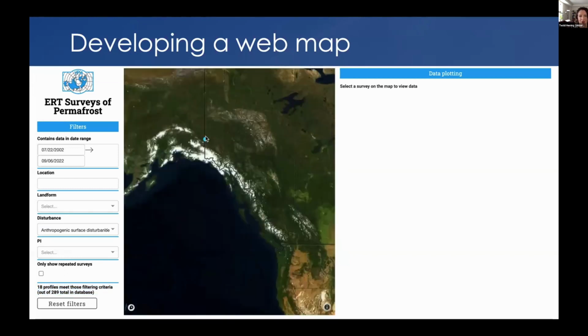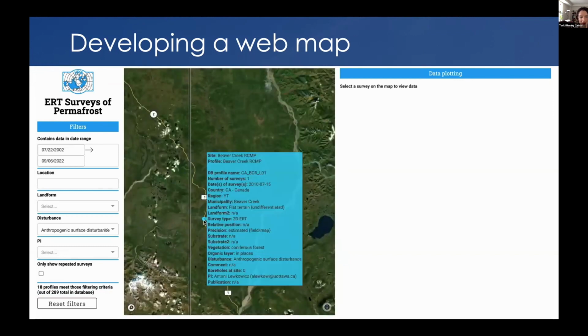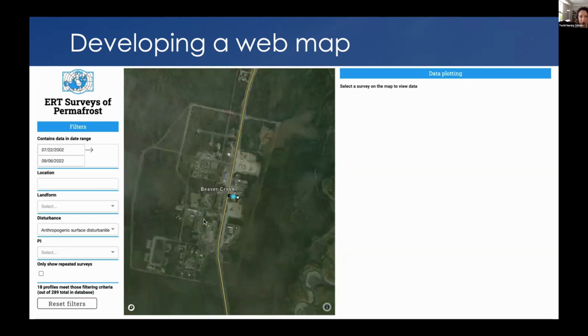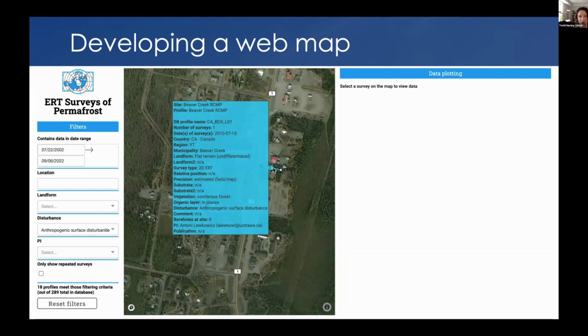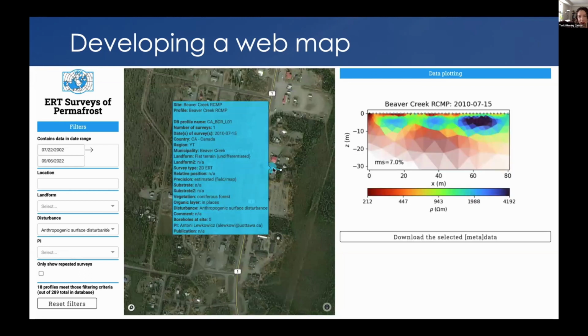And I'll just zoom in on one. So the map's quite good. You can zoom in really close. This is a site in the Yukon. You can hover over it, see that information, and then you can also click on the point to plot that image of subsurface resistivity at that location. So we're hoping this will be interactive, searchable, and really easy to see the data and download it.